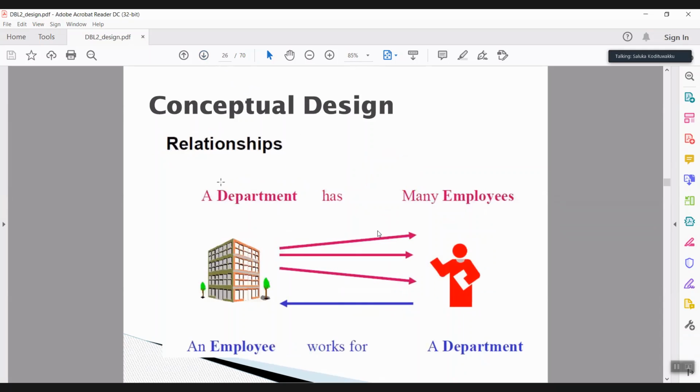And then we have to identify what relationships are involved among those identified entities. For example, department and employee are 2 entities already identified, and they relate like this. A department has many employees. For one department, multiple employees are there. And an employee works for a department. That means one employee works for a particular department. One department may have many employees, but each employee works for a particular department.